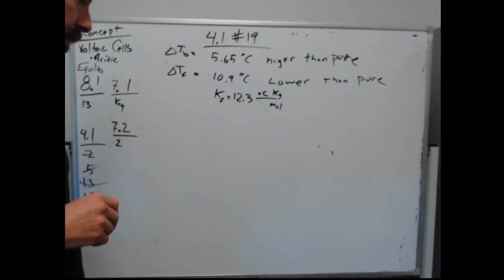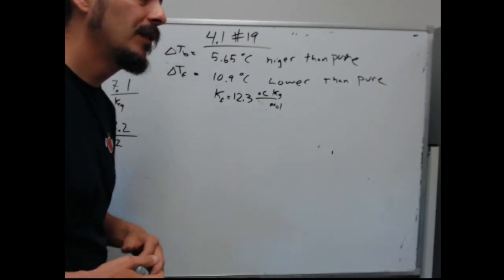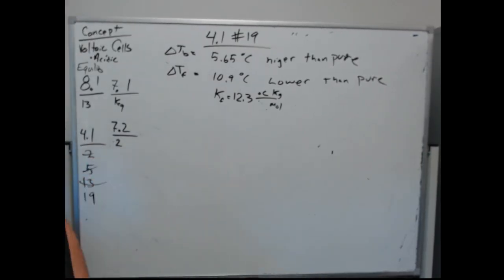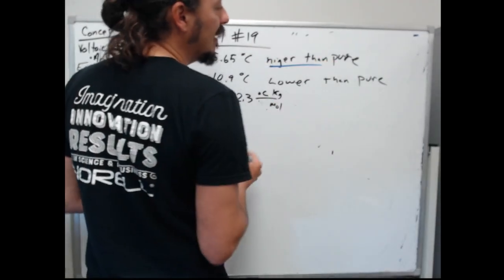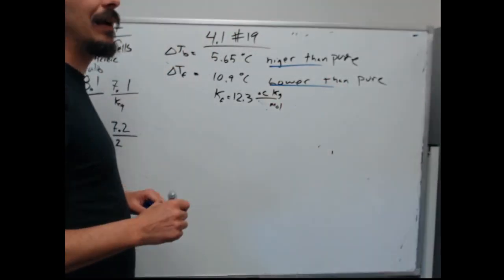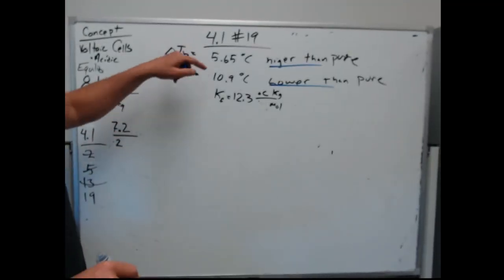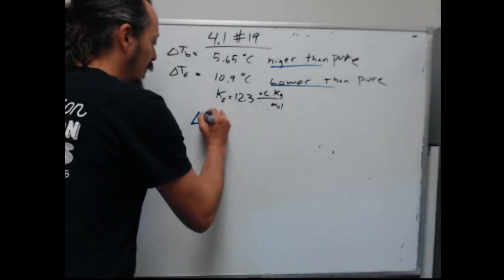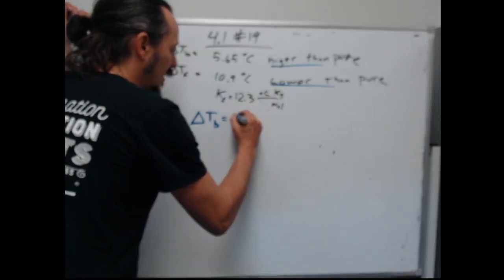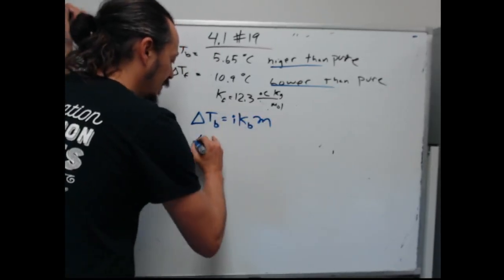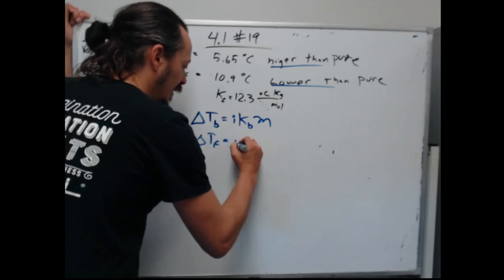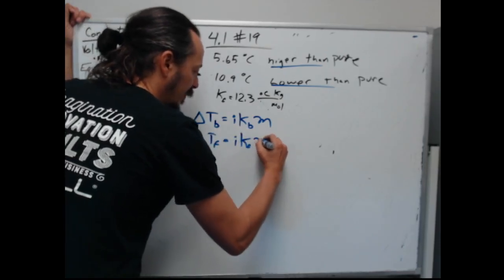First thing we do with all of our problems is we look for hints in the text that tell us what kind of thing we're looking at, right? I've got this increase in boiling point, this decrease in freezing point. I've got some change in my boiling point, some change in my freezing point. So I'm going to be using delta TB equals i, KB, molality, and delta TF equals i, KF, molality.